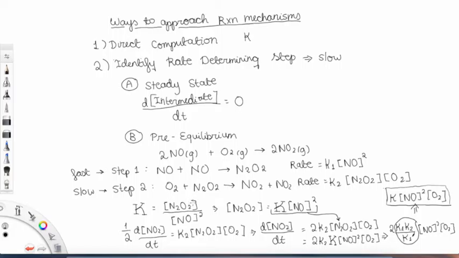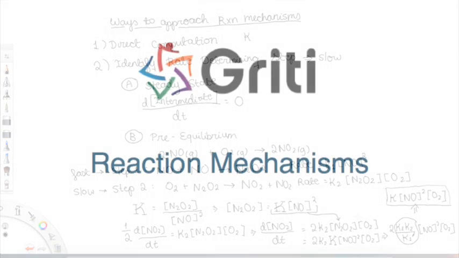The pre-equilibrium approach is simpler than the steady state approach, but it is less flexible. And if done correctly, the steady state and pre-equilibrium approaches give the same result. But as you can see in this case, knowing which step was fast and which step was slow, we could write out one equation in terms of the equilibrium constant, the other in terms of its rates, and combine them together to figure out what the experimental rate law will most likely be.